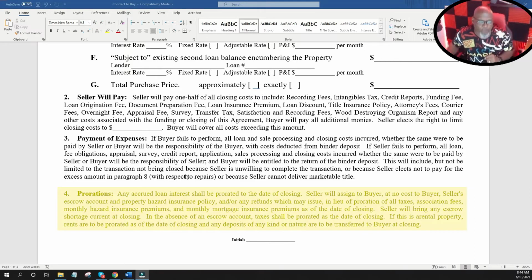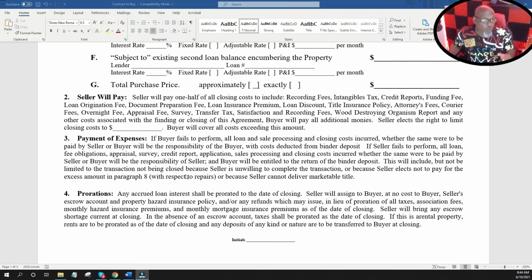Number 4, prorations. When we're dealing with prorations, we're talking about any prorated amount that could be left over from, let's say, a property hazard insurance policy. It could be from the escrow. It could be hazard insurance. It could be from a number of different things that could have a prorated amount that's due. In this section, it tells the actual person that any and all prorations are to go to the buyer.